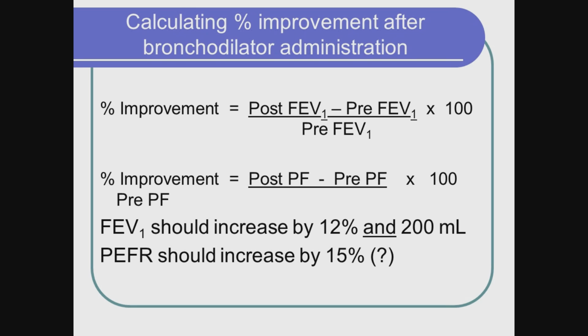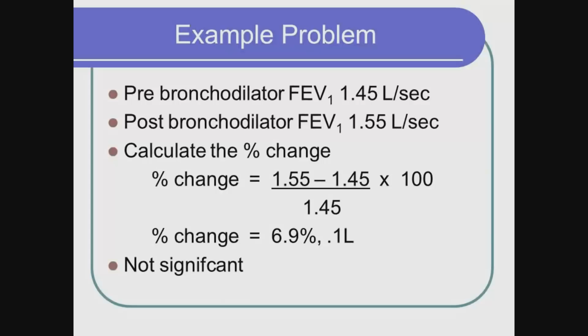Calculating percent improvement, if you remember back, it's post minus pre divided by pre times 100. You can use either the FEV1 or the peak flow. We've only talked about FEV1 up to this point, where you need a 12% change and 200 milliliters. Some authors think 15% improvement in peak flow is considered a significant improvement. So best is using an FEV1, but that requires more sophisticated equipment. Peak flow meters are something that a patient can carry on their person and measure whenever they desire.